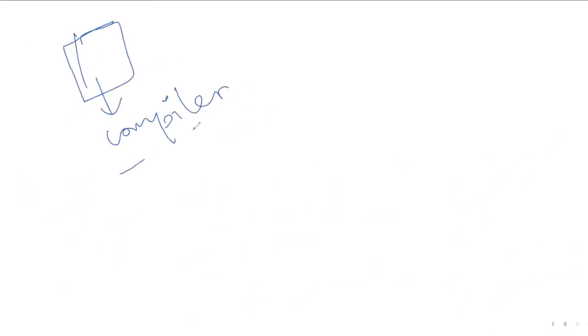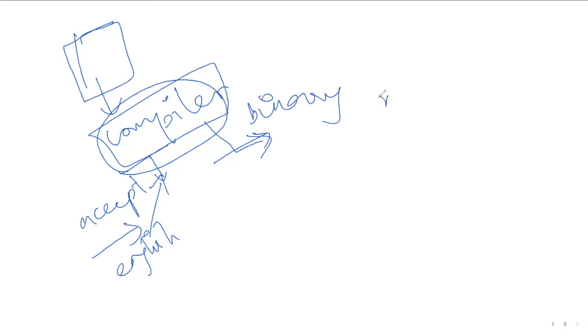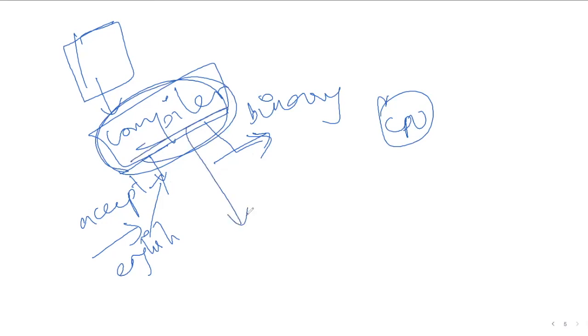Then how does this happen? We have installed a compiler inside it. What the compiler does is accept our English input and convert it into binary form and give it to the CPU. There is a compiler in between. What is this compiler, ma'am? Who did this? It was done by us.